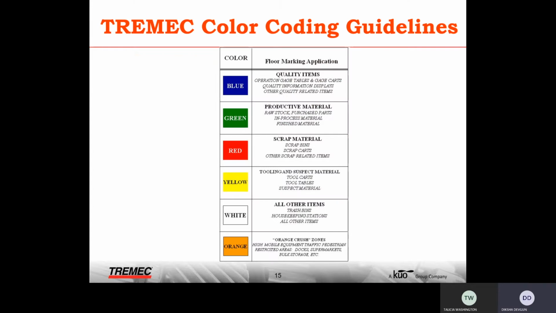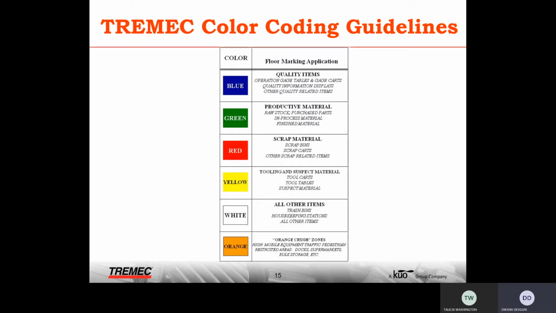This is really, really important because we do implement a lot of these color coding guidelines, especially for the clean room. So blue is for quality items: operation gauges, gauge tables, gauge cards, quality information displays. Other quality related items are all in blue. Green is for our parts, the parts that we use: raw good parts, in-process good parts, and finished good parts that are ready to ship to the customer are all green.